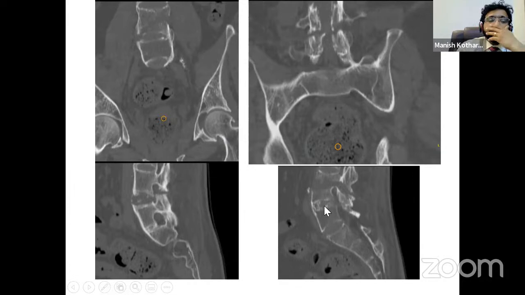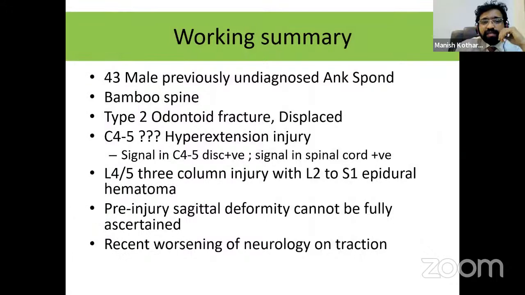And so this is the working summary. It's a 43-year-old male, previously undiagnosed ankylosing spondylitis, bamboo spine, type 2 odontoid, but highly displaced. C4-5 query hyperextension injury mostly, so it is difficult to ascertain. There's a lumbar epidural hematoma. We don't know his pre-existing sagittal deformity, and there's a recent worsening on traction. So, sir, question to Dr. Srivastava, sir. How do we proceed now, sir?